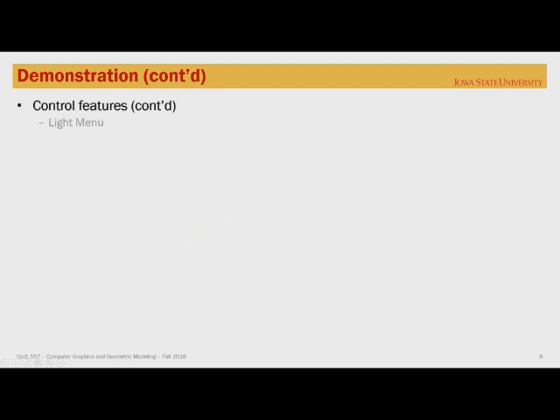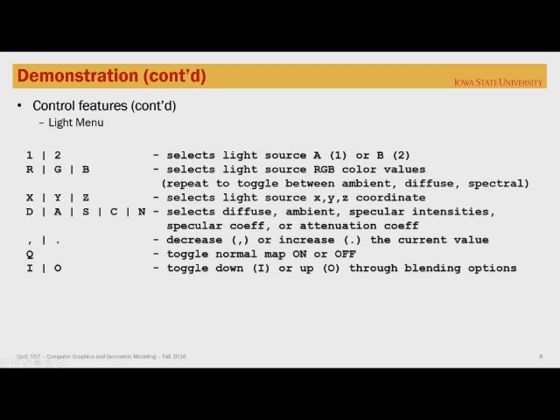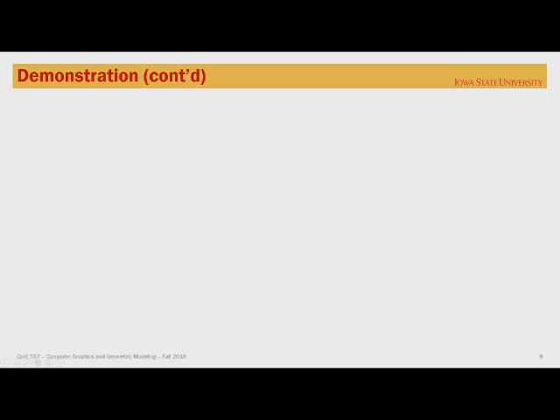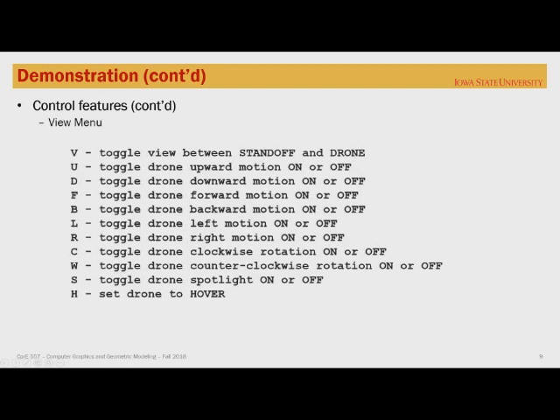The view menu is all about the view. If I get the standoff working, then the V key in here will toggle between a standoff and drone perspective. And then we have a series of keys for controlling the motion, up, down, back, forward, etc. And also a spotlight on and off and a hover function.